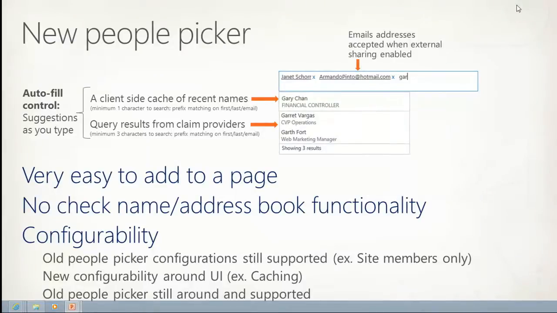It's supported. In terms of configurability, all the configurations that we had for the old people picker still apply to the new one. So you can configure what claim providers it should search against. You can even configure arcane things like having this people picker search only against site members and not against any claim provider. All of that still works with the new people picker. It also has some new configurations because it has some new functionality. You can specify how many suggestions it should show, how much cache it should maintain, and so on. And finally, as I mentioned, the old people picker is still around in the product. You can use it. It's supported, and it still works fine.